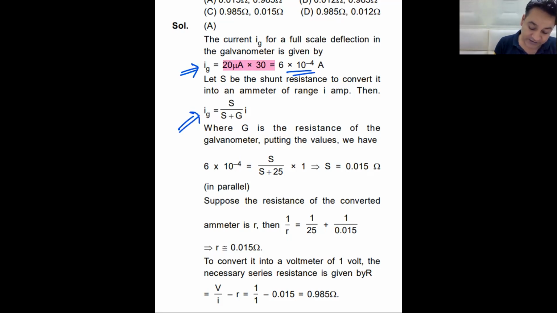Once you get the value of Ig, you can get the value of shunt. Yes or no? Yes, sir. Then you can get the value of the series resistor as well.